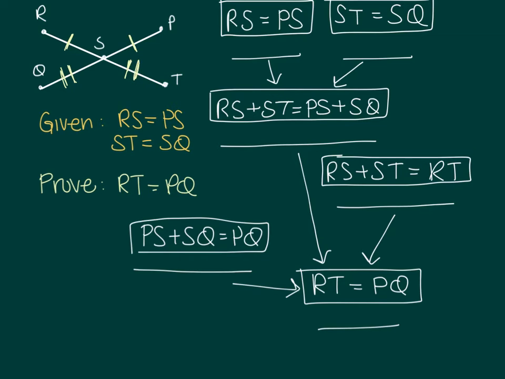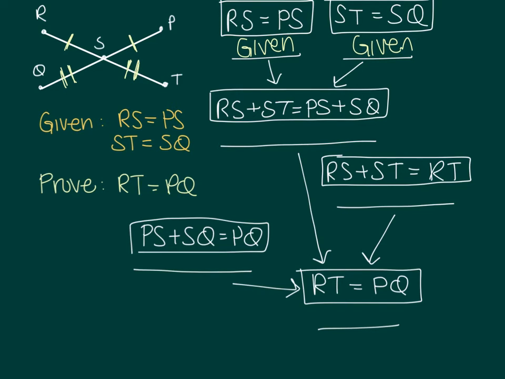So first at the top, we always write our given statement. RS is equal to PS, so that's given to us. ST is equal to SQ, well, that's also given to us. So now let's go to the next step. RS plus ST equals PS plus SQ.